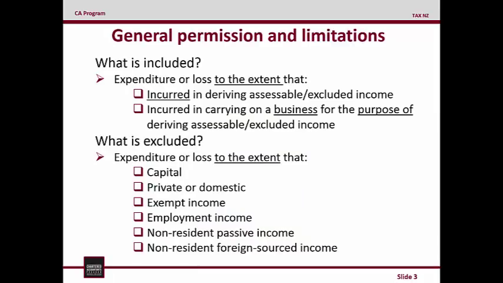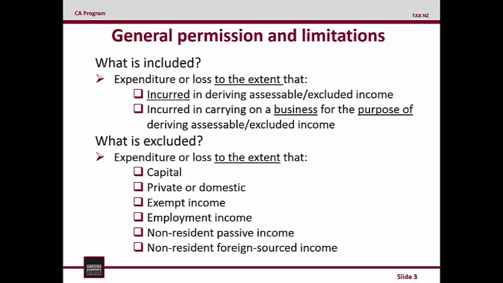So what are the requirements of the general permission? The general permission allows a deduction for any amount of expenditure to the extent that it is incurred in deriving the taxpayer's assessable or excluded income, or incurred in carrying on a business for the purpose of deriving the taxpayer's assessable or excluded income. Note that this doesn't include exempt income. Take a look at the Tax Takes video on assessable income for more information on these categories.